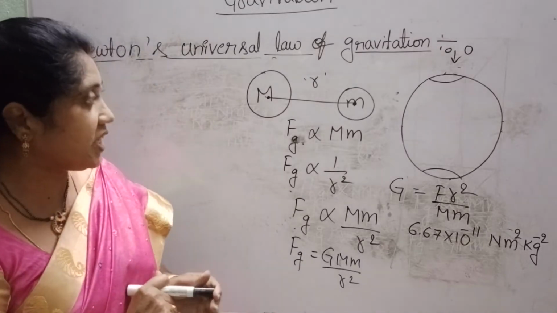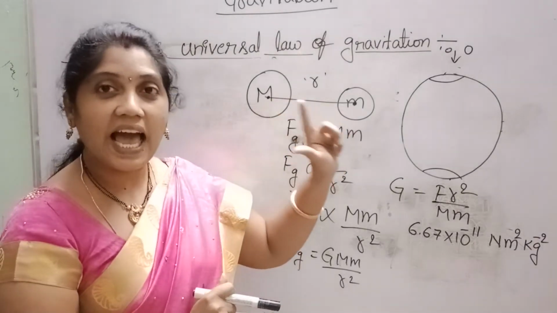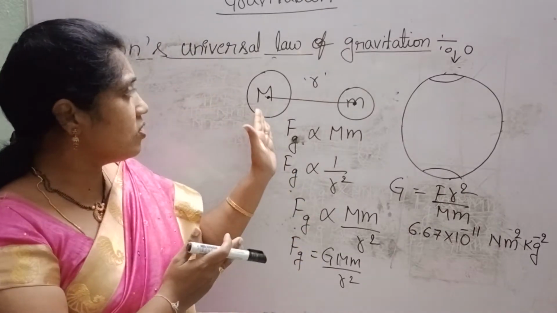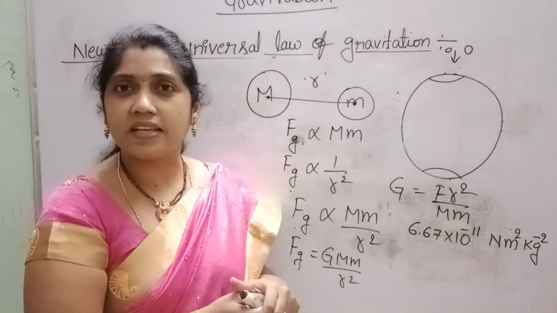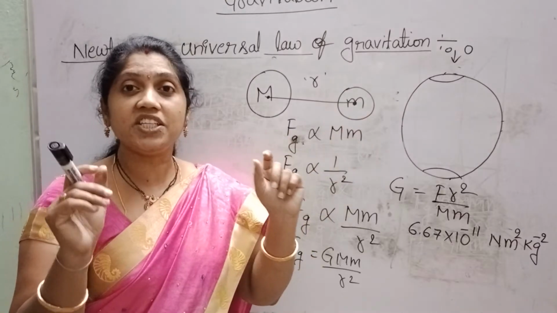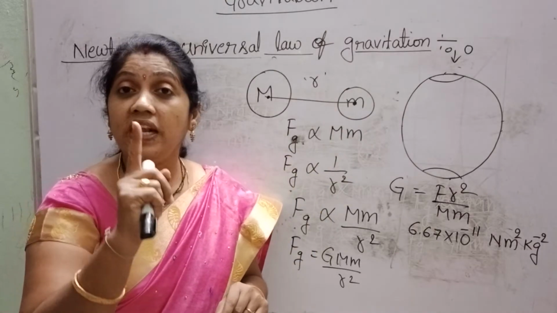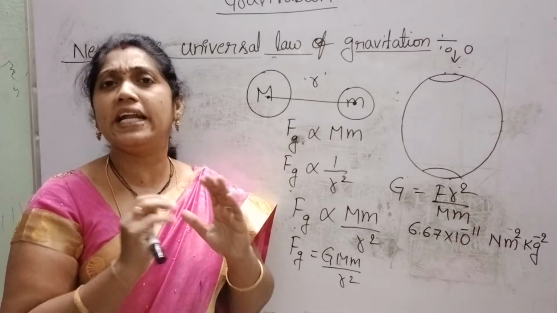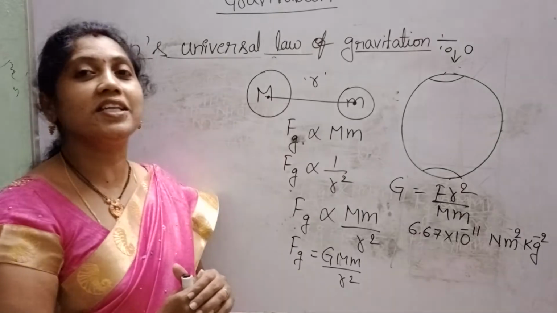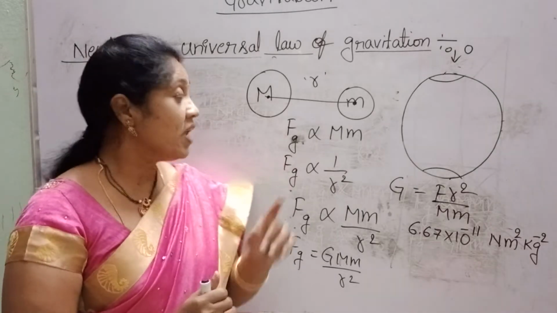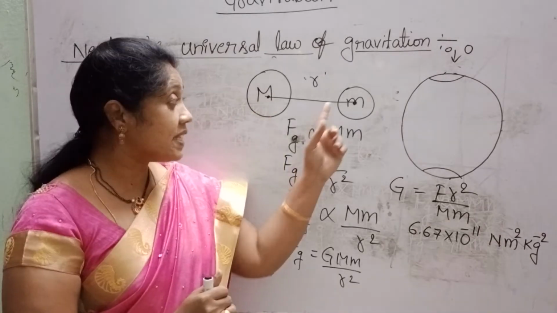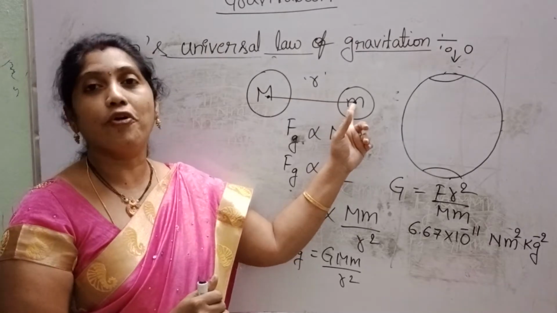The force of attraction in between the two bodies is calculated by using this formula. This is the gravitational force of attraction in between the two bodies. Even though these two bodies have different masses, gravitational force is only a pulling force, only an attractional force. There is no pushing, that means there is no repulsion. With whatever force of attraction acts on the first body, the second body also has the same force of attraction.